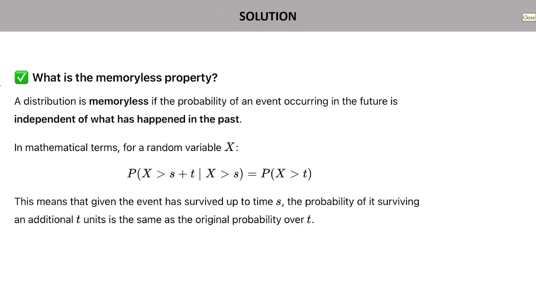Let's first understand what a memoryless property is. A distribution is memoryless if the probability of an event occurring in the future is independent of what has occurred in the past. In mathematical terms, for a random variable x, the memoryless property means that given the event has survived up to time s, the probability of it surviving an additional t units is the same as the original probability over t. So that is the memoryless property.